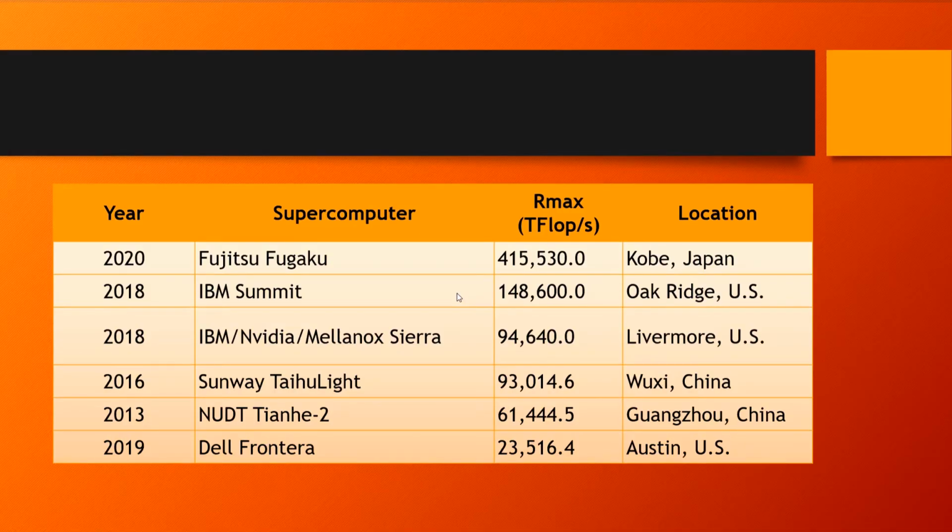In 2020, the fastest supercomputer is found in Japan. It's called the Fujitsu Fugaku. Last year, it was in the US, which was the Dell Frontera, and the year before that was the IBM Summit and IBM NVIDIA Mellanox Sierra.